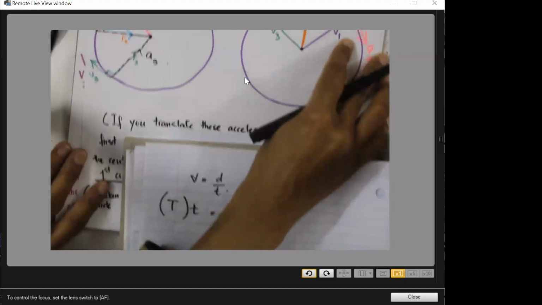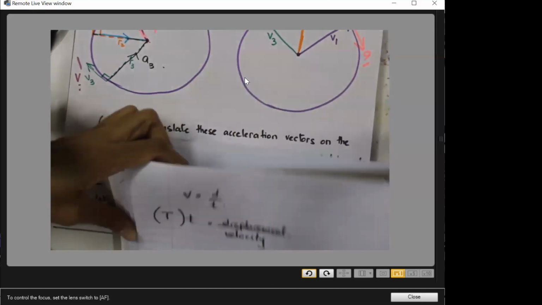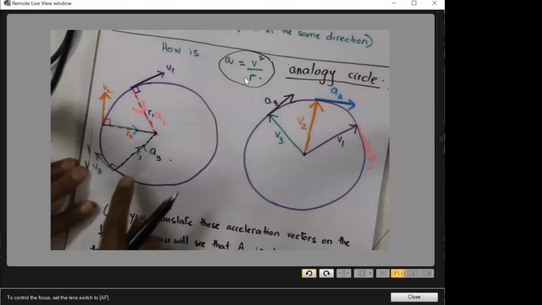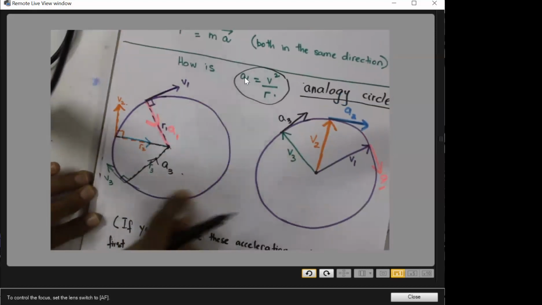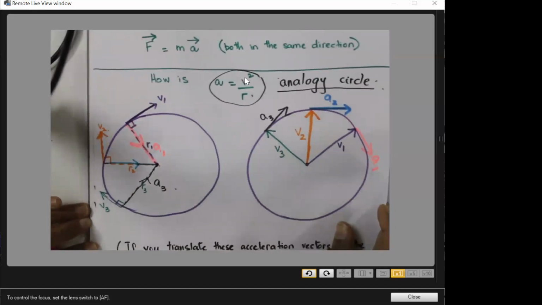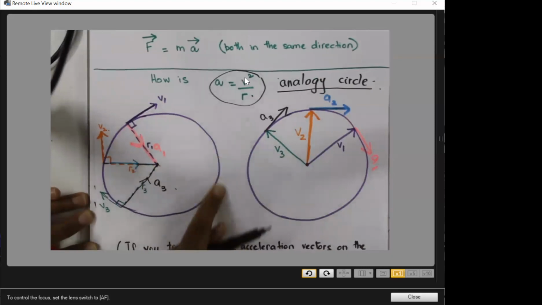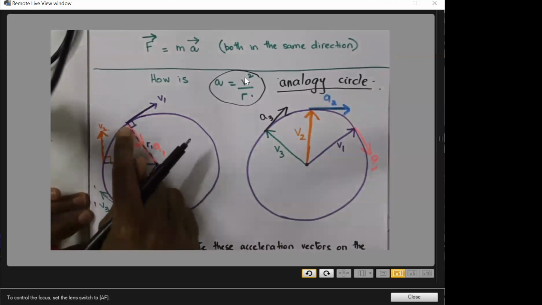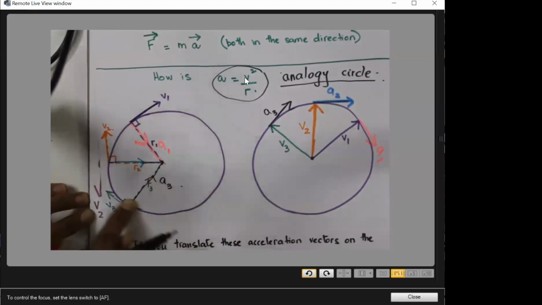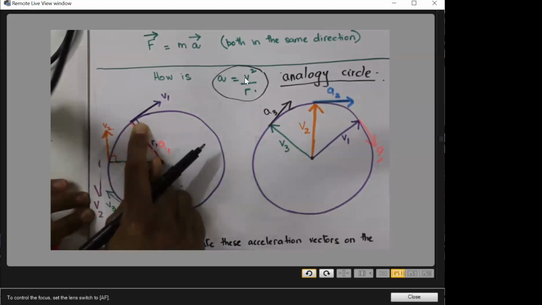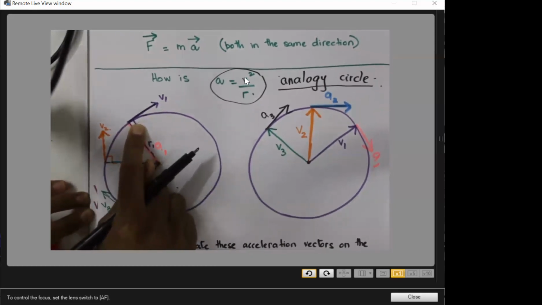Displacement in this particular case, what is the displacement here? It is the distance traveled by the object in one complete circle. It is the circumference of this circle, right? So what is the formula for the circumference of a circle?